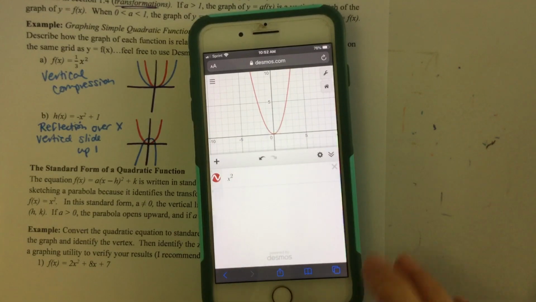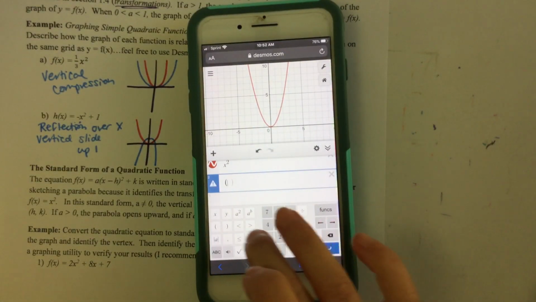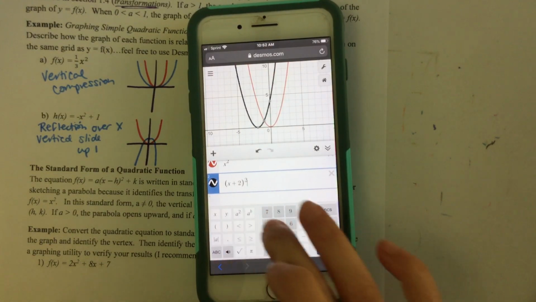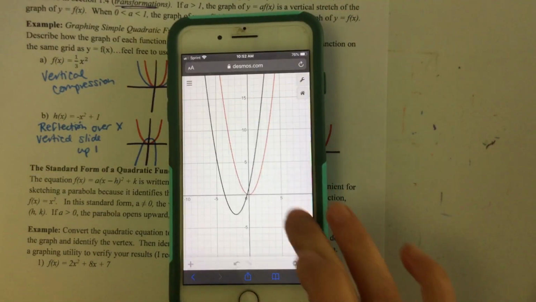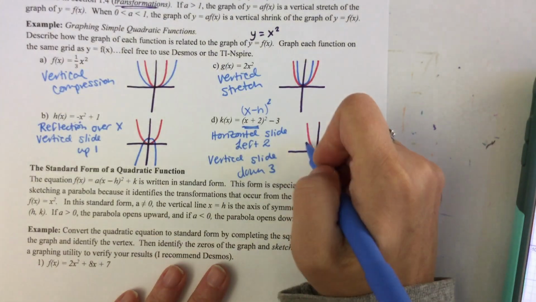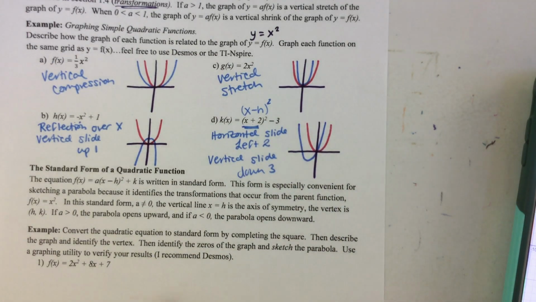Okay, here we go. Let's get rid of that. And in parentheses, make sure you enter it exactly how it is. So I have x plus 2, close the parentheses, squared, and it's minus 3. So here is my graph. It's shifted to the left and it's shifted down. And there is your sketch of what it looks like.